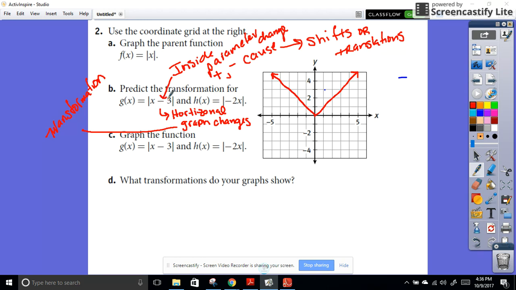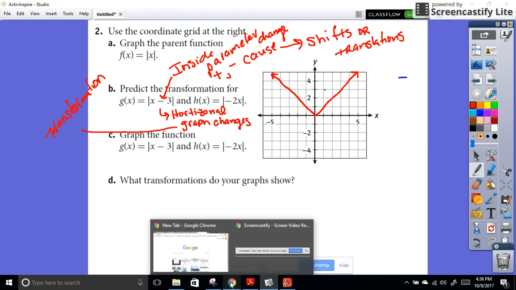Okay, so when I see this minus 3 and it's inside the absolute value bars with the x, I think inside parameter change, it's plus or minus, so that means it's going to cause a shift, or I could call it a translation. But here's where it gets really weird. You might have predicted that this negative 3 would make it go left 3, and I totally get why you would say that, because minus 3 on the outside made it go down. So why wouldn't minus 3 on the inside make it go left? Well, let's see if our prediction is right.